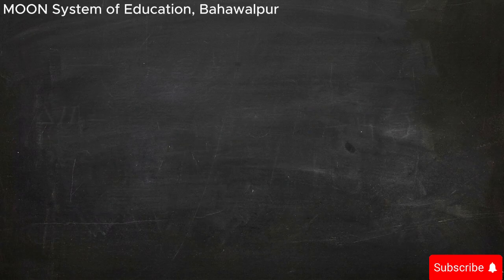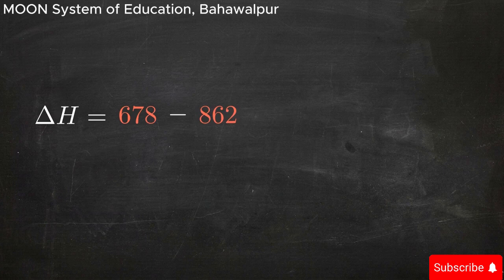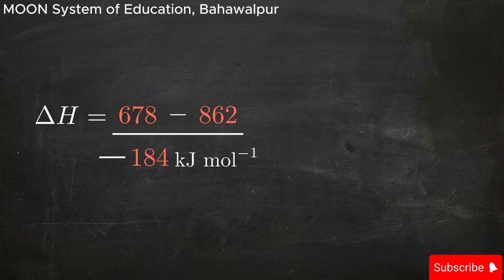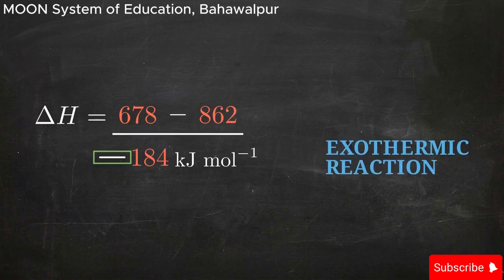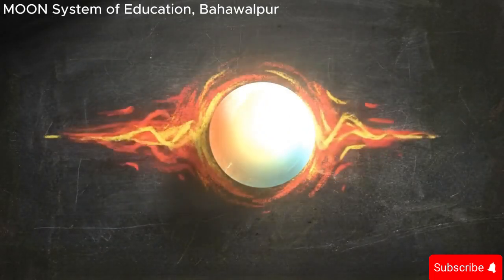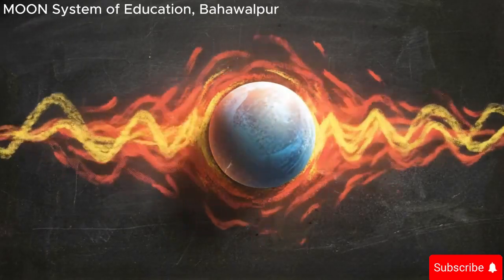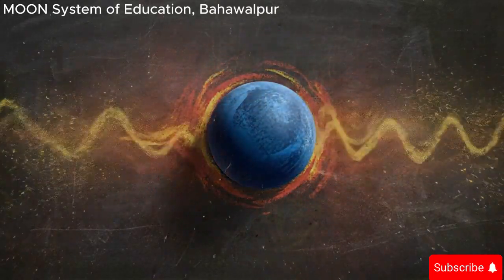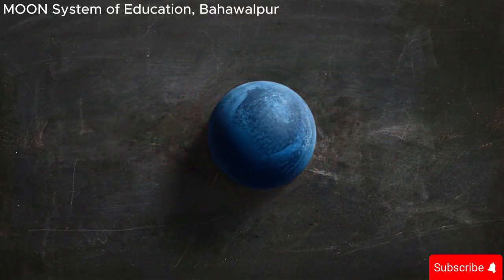Executing the final enthalpy equation confirms this. We subtract the 862 kilojoules of formed energy from our 678 kilojoules of broken energy. The calculation resolves to a net value of negative 184 kilojoules per mole. This establishes a universal thermodynamic rule. Whenever delta H produces a negative value, it guarantees the overall reaction is exothermic. That negative sign represents a physical reality. The reaction system has permanently lost that heat, radiating it away into the surrounding environment.